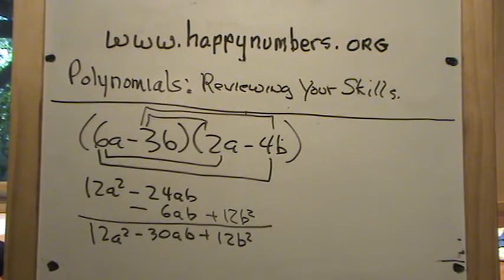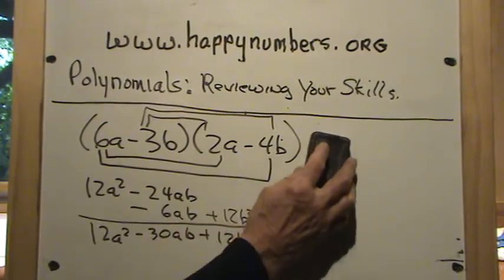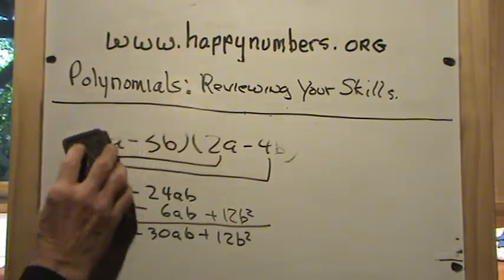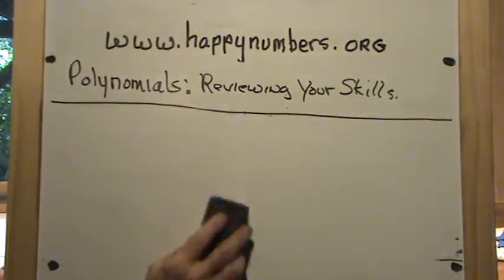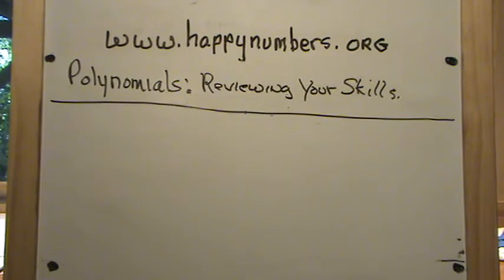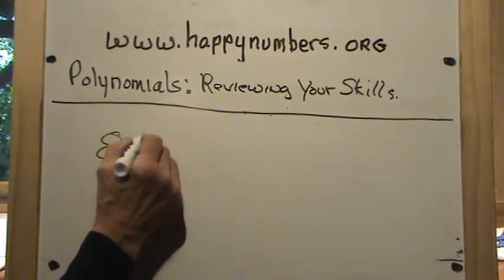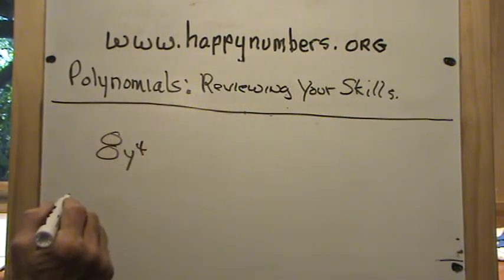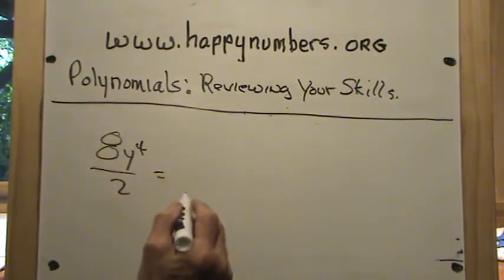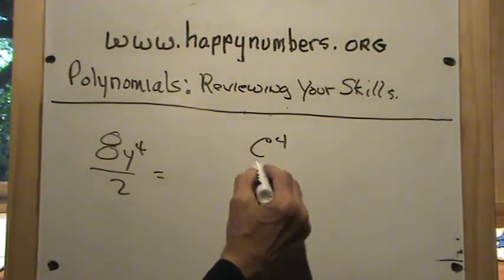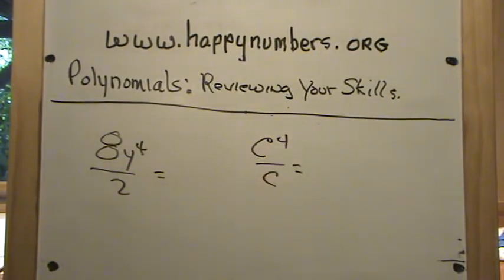Good. Well, that's multiplication. And again, if you had any problems with the multiplication problems, I would recommend that you go back and look at the videos that deal with the multiplication of polynomials. And then quickly, let's just do two division problems. Let's go 8y to the fourth divided by 2. That's a fairly simple problem. And c to the fourth divided by c. So put your DVD or video on pause, work both of those problems, then turn it back on and we'll take a look.